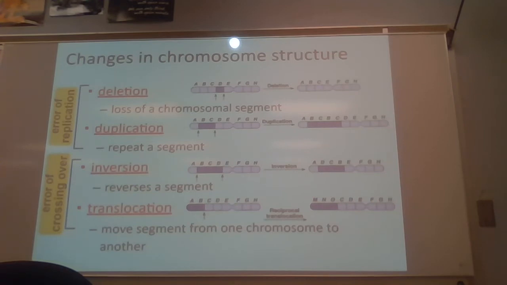So questions on any of those changes in chromosome structure? I think the names are pretty straightforward, but it's also important to think about what their effects are going to be. Are we not able to make a protein? Are we making too much of a protein?